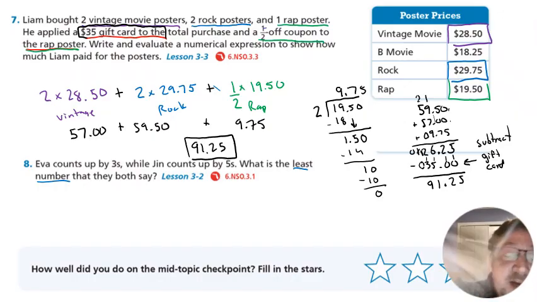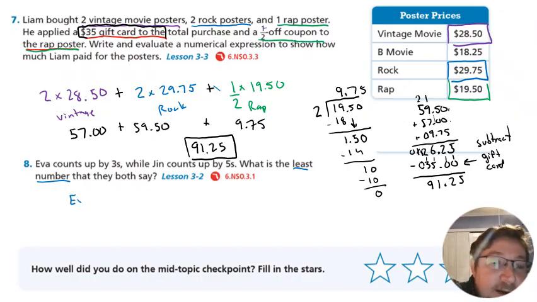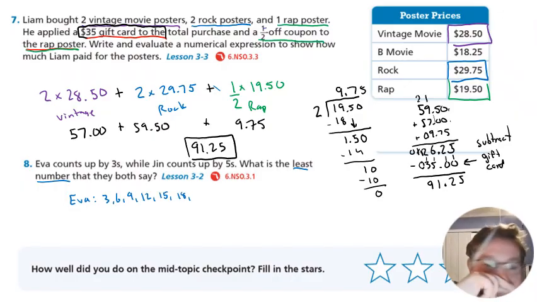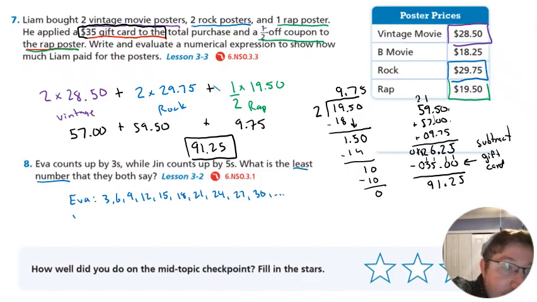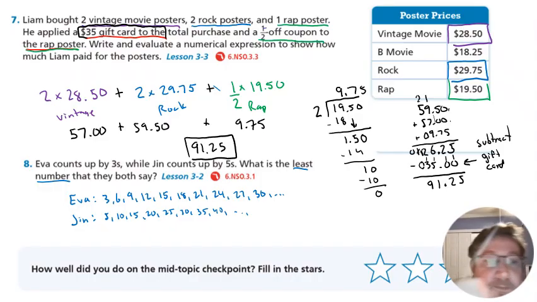Okay, so Eva, if she counts by 3s, she's going to say 3, 6, 9, 12, 15, 18, 21, 24, 27, 30, and so on. And Jin counts by 5s. So Jin's going to say 5, 10, 15, 20, 25, 30, 35, 40, and so on. Now we've got to look at the lowest common multiple. So this is just a fancy way of saying, what's the lowest common multiple between 3 and 5?